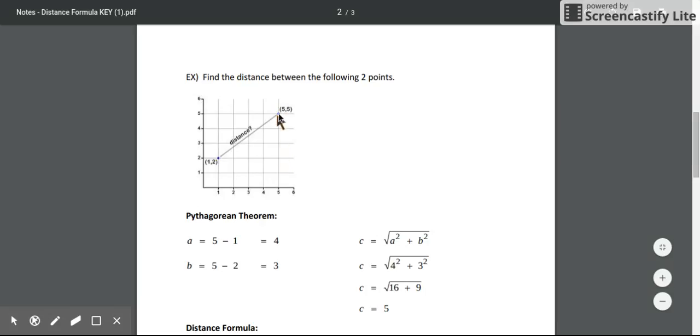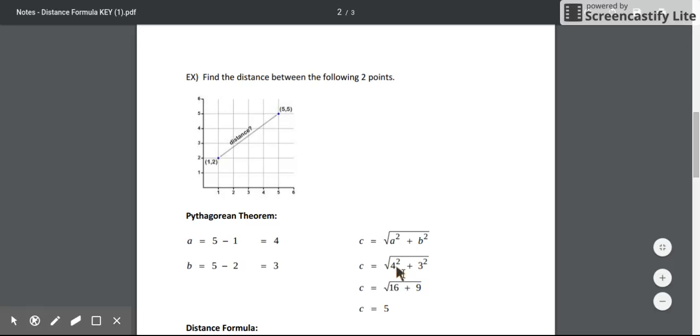Let's find our vertical length right here. Vertical lengths are going to be a y value. So my y value here is 5, and my y value here is 2. So 5 minus 2 is 3, and we could count 1, 2, 3 to verify. So to replace b, I'm going to put a 3.